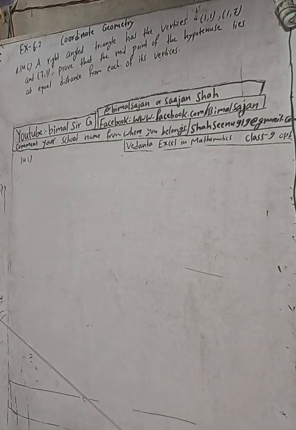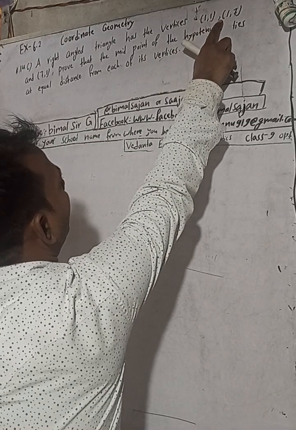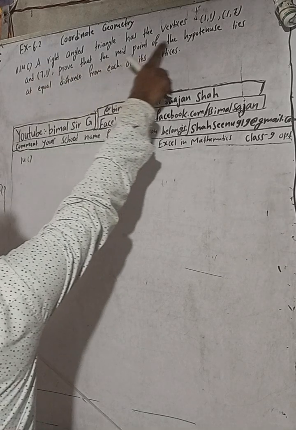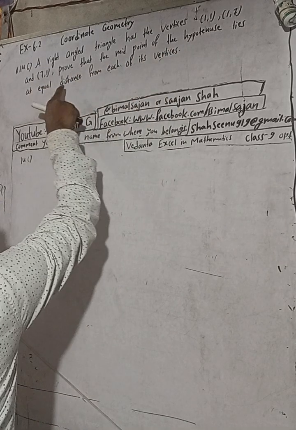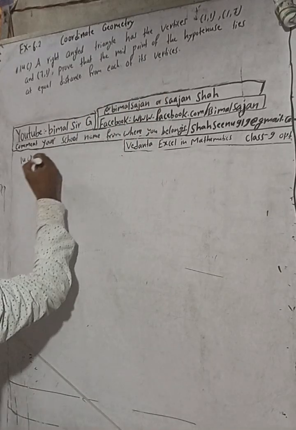This is question number 14c, exercise 6.2 coordinate geometry, class 9 OPT mathematics. Here the question is, a right angle triangle has the vertices (1, 1), (1, 7) and (7, 1). Prove that the midpoint of the hypotenuse lies at equal distance from each of its vertices. So, solution.